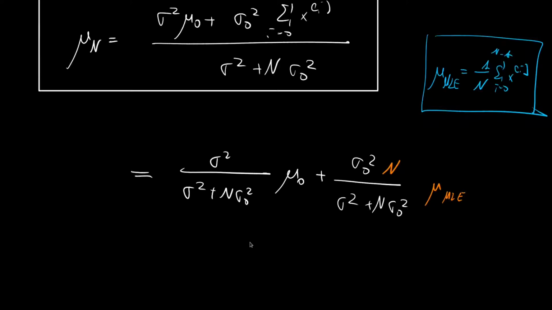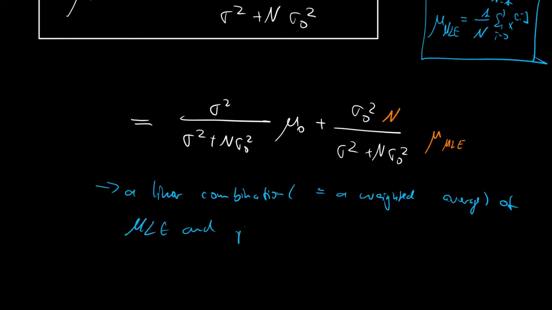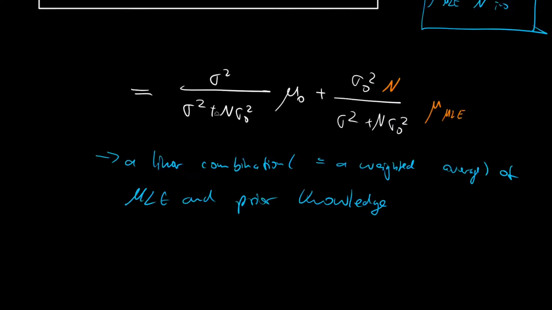So let's put this down. We have a linear combination, or you could also call it a weighted average. So this is a weighted average of MLE and prior knowledge. And with this in mind, I hope it also makes sense that the posterior is some sort of regularizing the maximum likelihood estimate. And we can do the same thing for the sigma n.